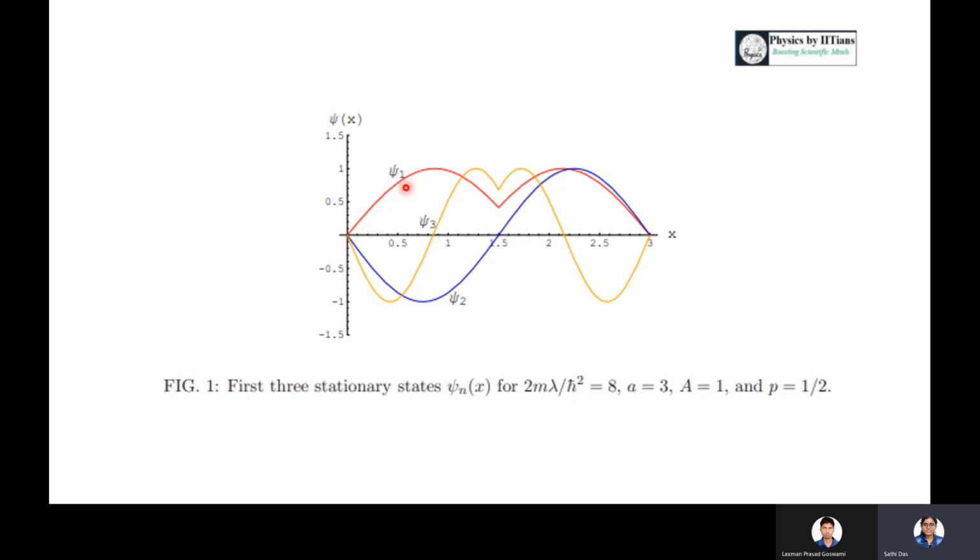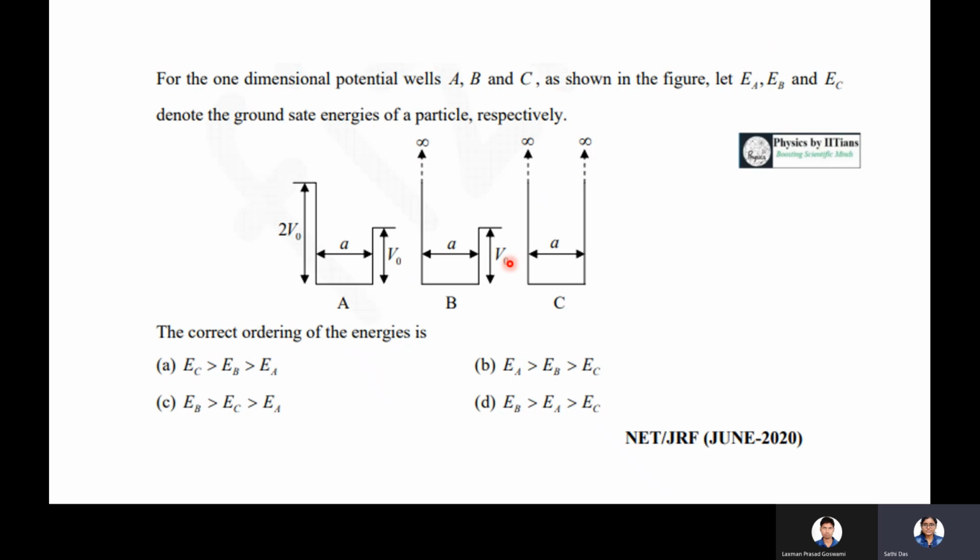So this is finally the first three stationary states when you take into consideration a delta function within the square well potential. Okay, so let us discuss another question.